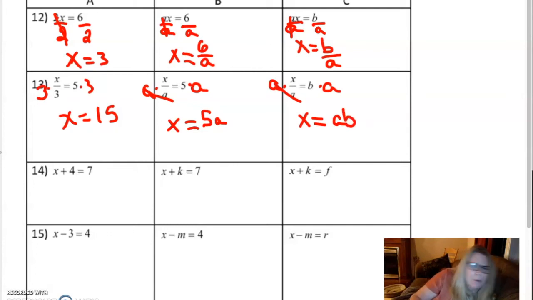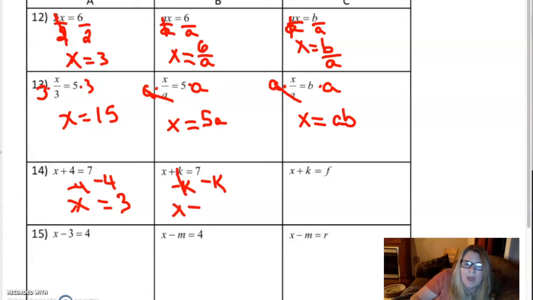So these things are pretty familiar. We want to get rid of the 4. It's being added, so we subtract 4 from both sides. And x would be equal to, what is that, 3. It's late at night. So here, replace the 4 with a k, subtract k from both sides. And k minus k, that cancels, and we're left with x is equal to 7 minus k.